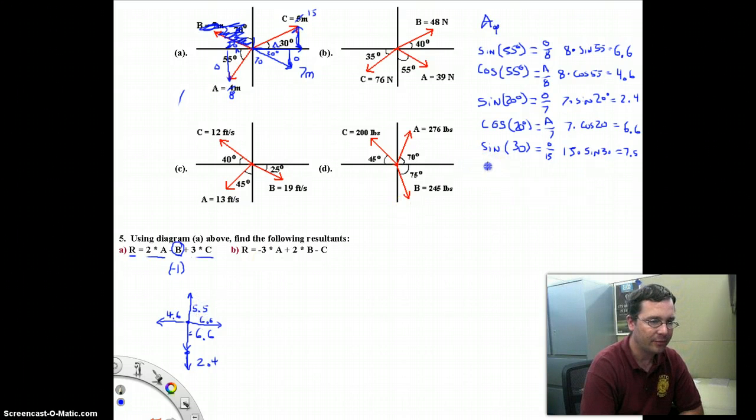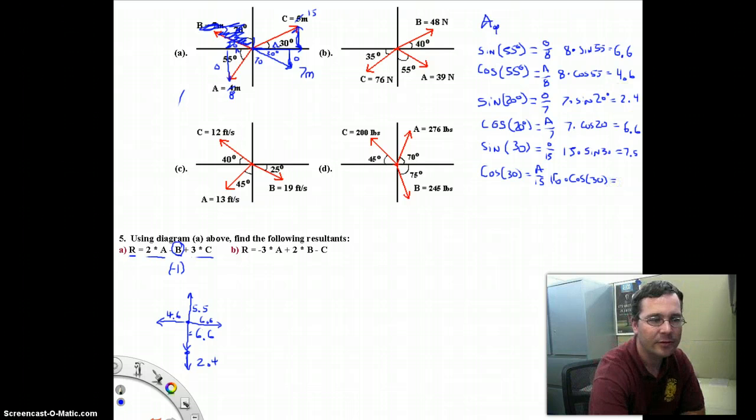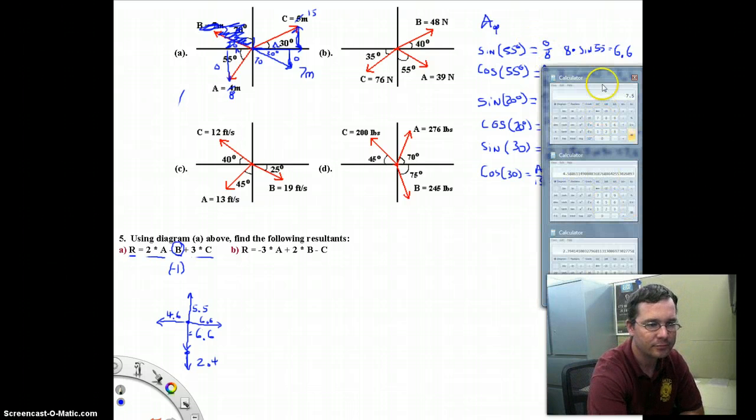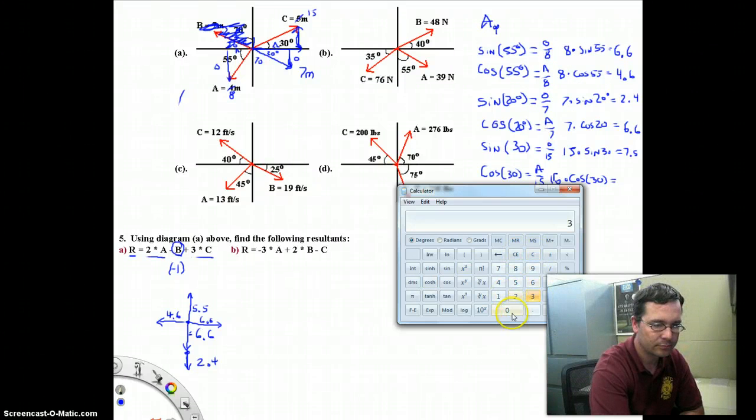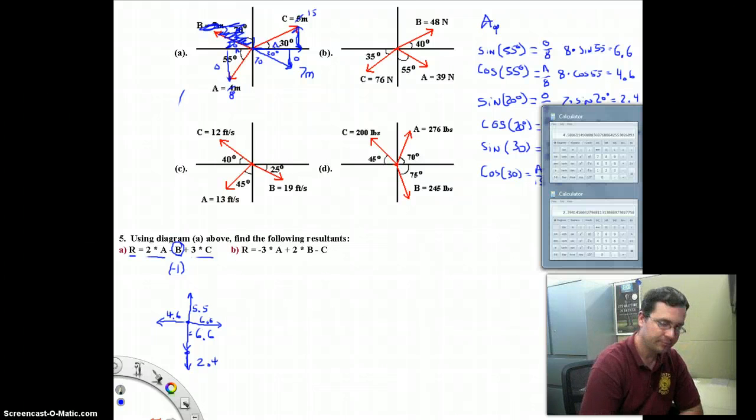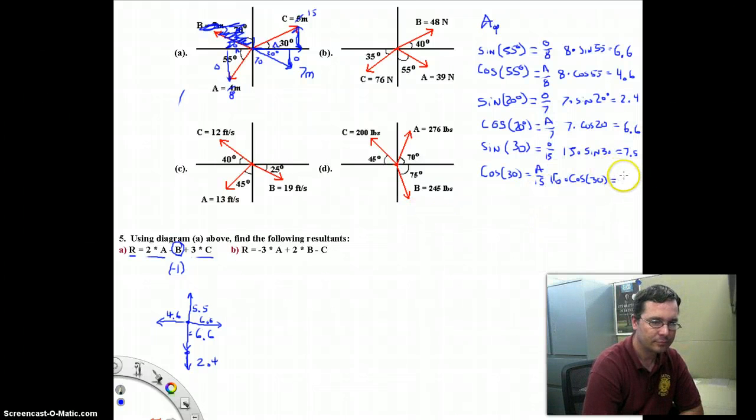And let's figure out the horizontal component. So cosine of 30 degrees equals the adjacent over 15. 15 times the cosine of 30 degrees gives us... take the cosine of 30 degrees, multiply by 15. We'll call that 13. So 13 meters. And vector C points to the right, so 13 to the right.